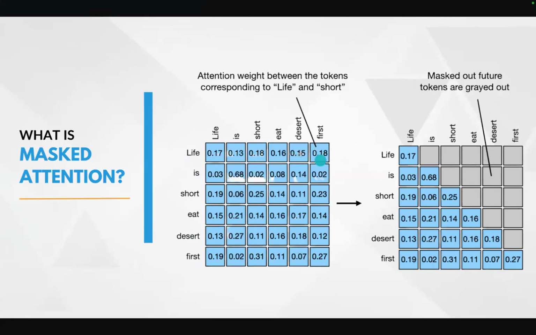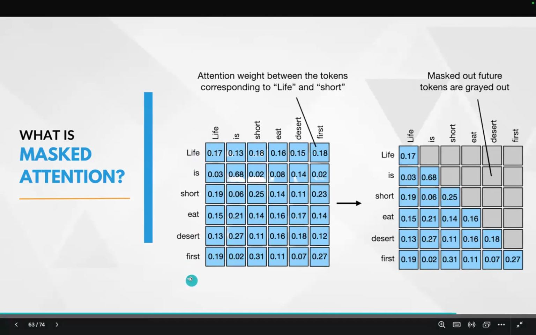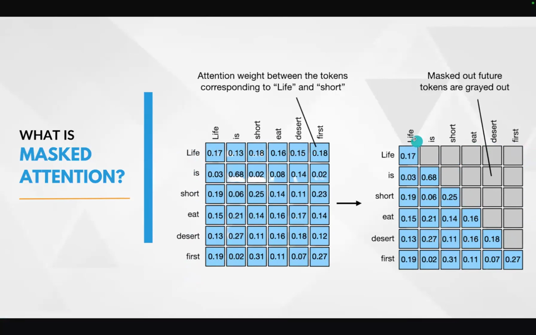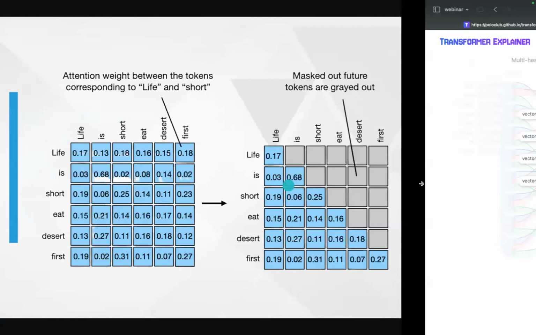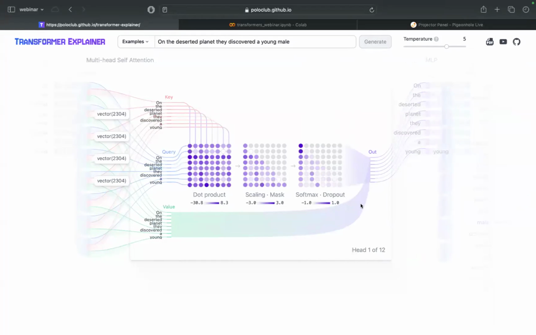But when you're generating, we don't need the model to peek at future words. When you just have "life", you don't need the model to peek at the next word. So when you have all of these words, it shouldn't peek. That's why we gray out all of these future tokens. So when you go to "life", you don't have the next one. Only when you go to "is" do you get access to the word "is" also. So that is one thing which is in the decoder.